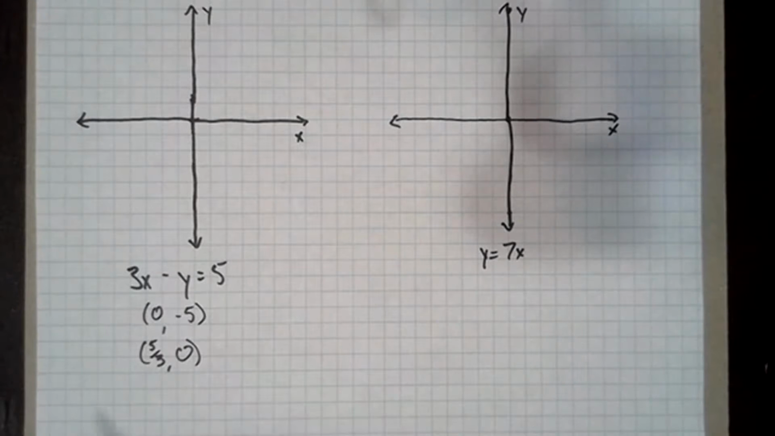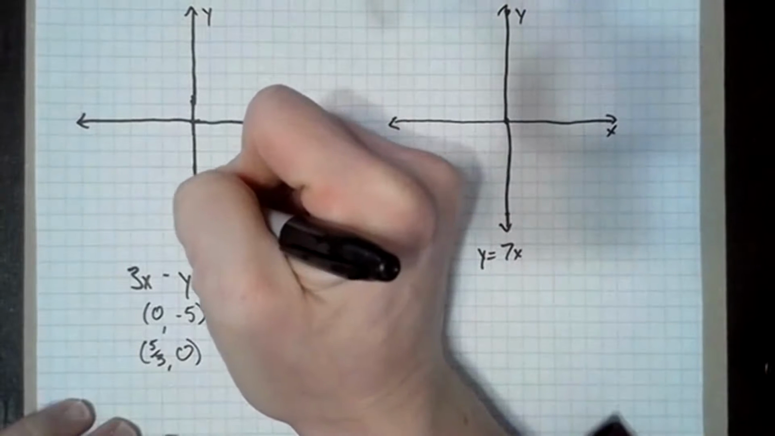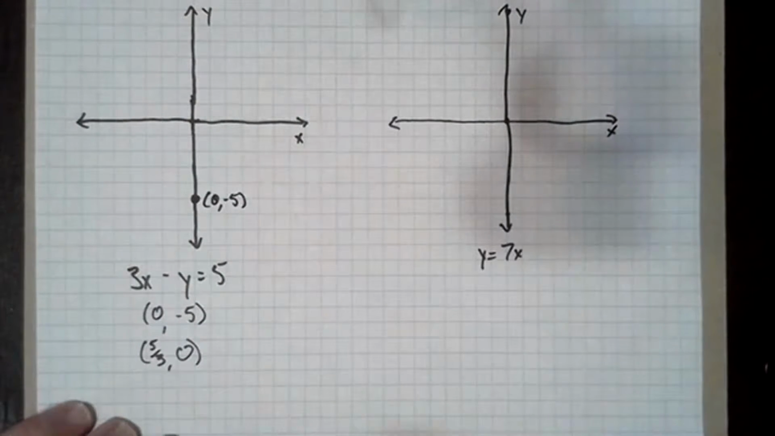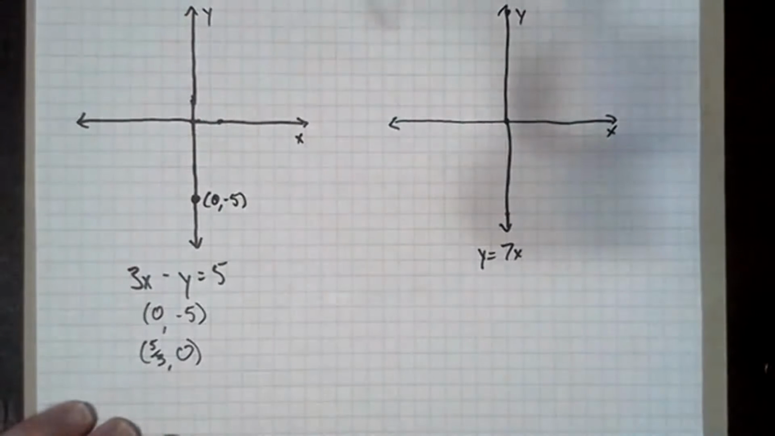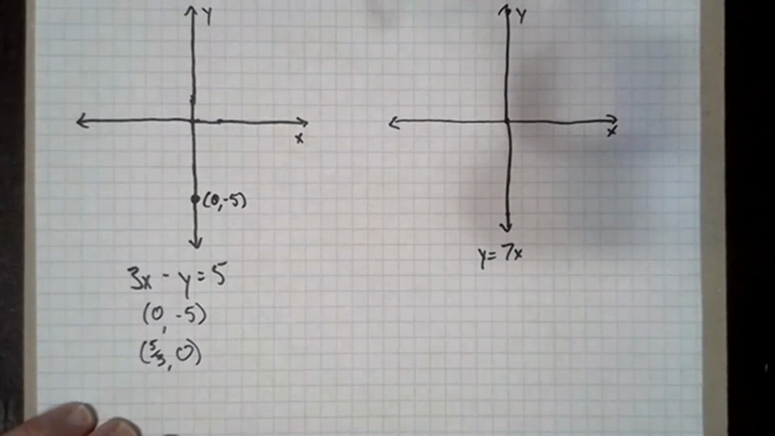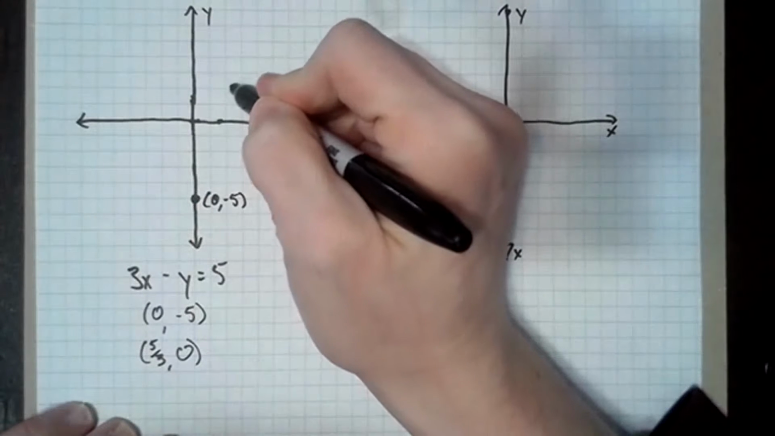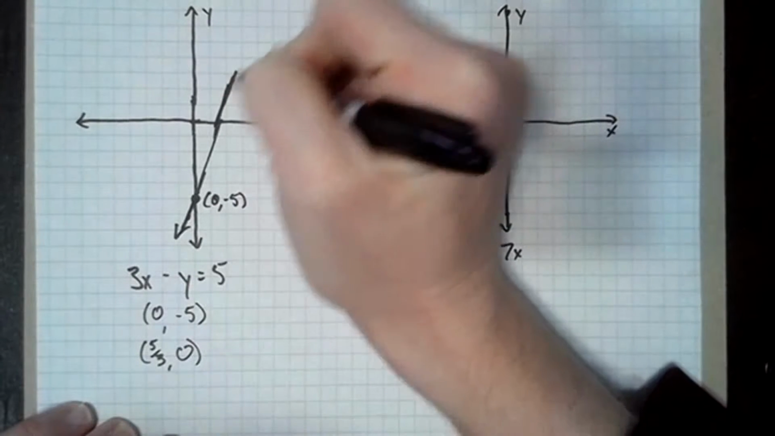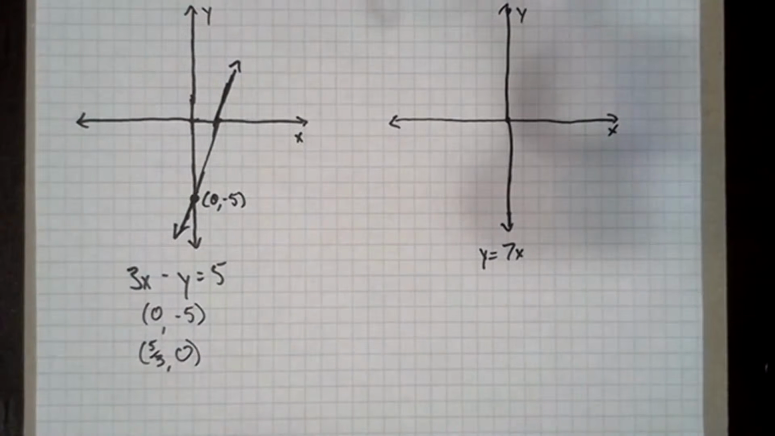We've got our 2 points, 0, -5, and 5/3, 0. That's going to be right about here. And we can pretty easily just draw a line through these points and call it good. We draw it through the points, make sure that we extend it beyond the points, and we draw the little arrows at the end to show that it goes on forever.